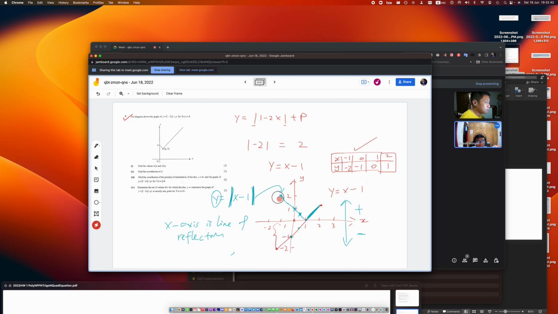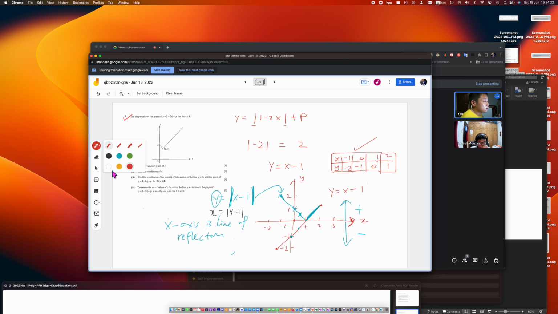If you switch around x and y, will the y-axis become the line of reflection? Pardon? I didn't catch your question. If you flip around the x and y, will the y-axis become the line of reflection? Why do you need to do that? That means the question asks you x equals to y minus modulus y minus 1. Can you write the question down? In black ink, yeah. It's x equals 2.